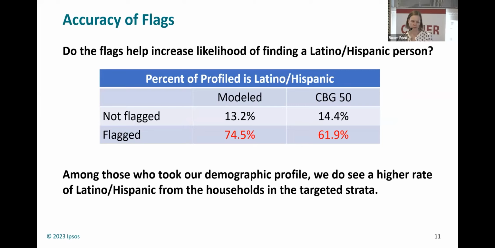So the next question, do these flags work? Do they help us recruit or identify a Latino or Hispanic person? And the answer is yes, they're pretty successful there, right? Looking at the modeled, 75% of the people who came in and took our core demographic profile when there was a flag for the modeled ethnicity were in fact Hispanic or Latino. And with our CBG 50, it was about 62%. And then you can compare that to the ones that weren't flagged. A much smaller percentage ended up being Latino or Hispanic.